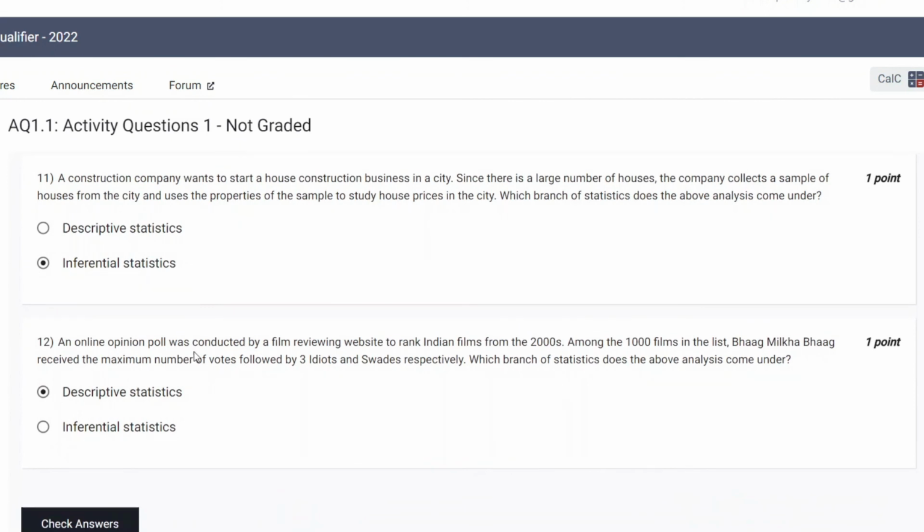An online opinion poll was conducted by a film reviewing website to rank Indian films from the 2000s. Among the 1,000 films in the list, Bhag Milkha Bhag received the maximum number of votes, followed by Three Idiots and Swades respectively. Which branch of statistics? It is a descriptive statistics because it is not drawing inference for a population. It includes all data and it is a study on the data.